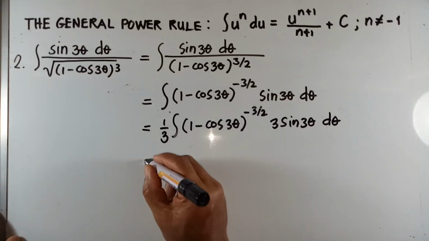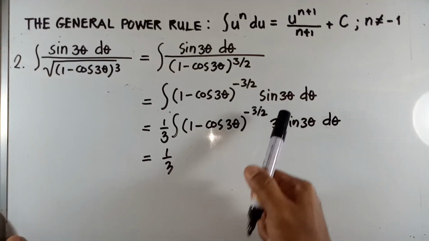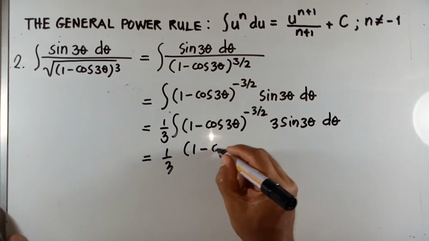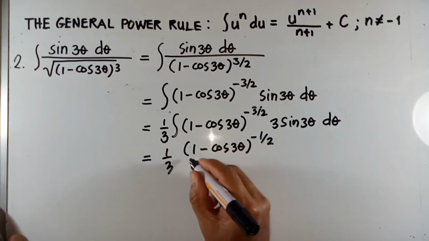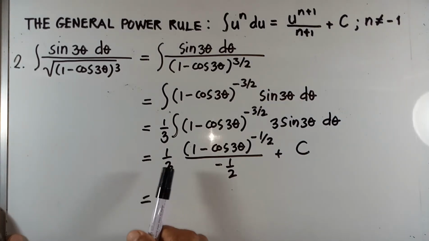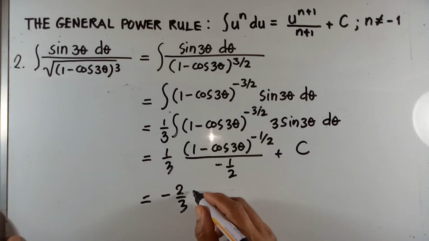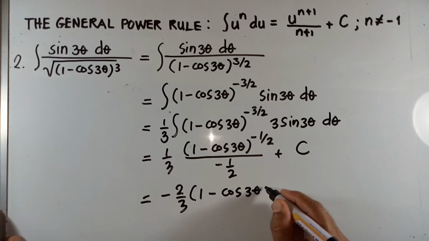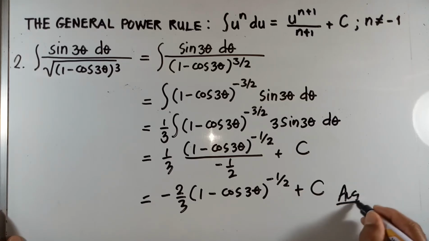So pwede na ngayon ito ma-integrate at ito ay equal sa 1/3. So u to the n plus 1. So negative 3 over 2 plus 1 is negative 1/2. So 1 minus cosine of 3 theta raised to negative 1/2 divided by negative 1/2 plus c. Carry on, 1/3 divided by negative 1/2 is negative 2/3. And then times 1 minus cosine of 3 theta raised to negative 1/2 plus c is the answer. No?